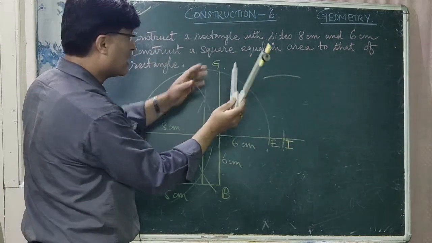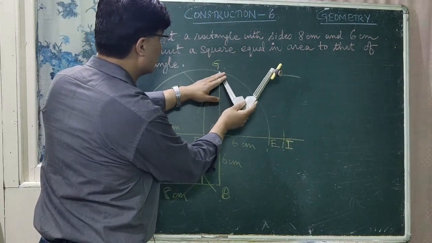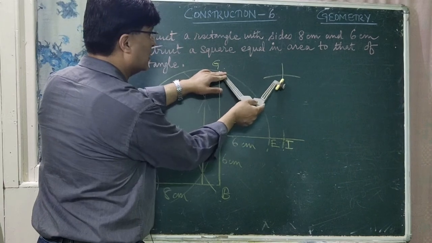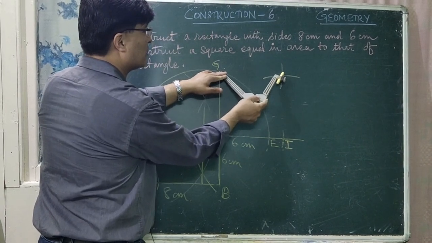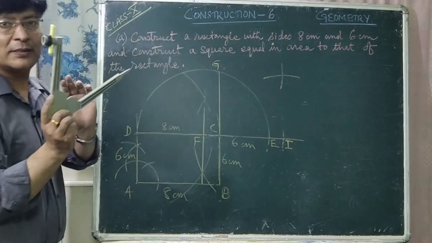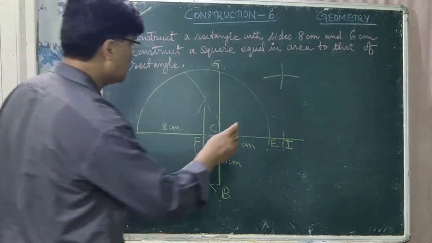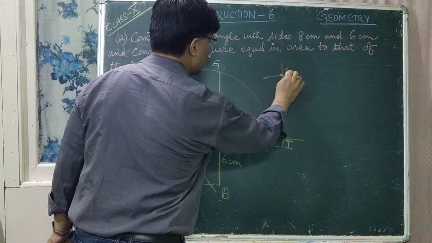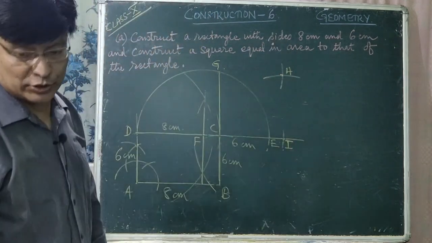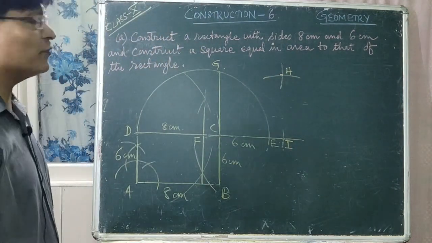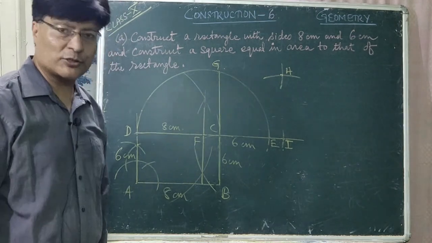Again, don't change this arc. Keep the pointed needle at the point G and then draw an arc here so that it will intersect the previous arc at this point. I think you have understood it. Okay. And now, suppose this point is H. Suppose that point is H. Is that clear to all of you? So I think you have understood it.